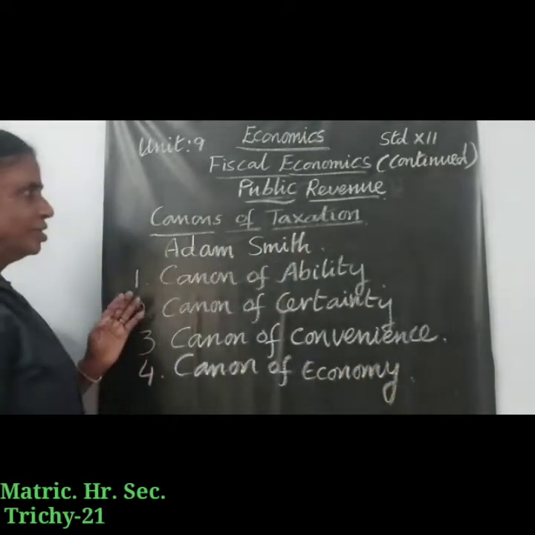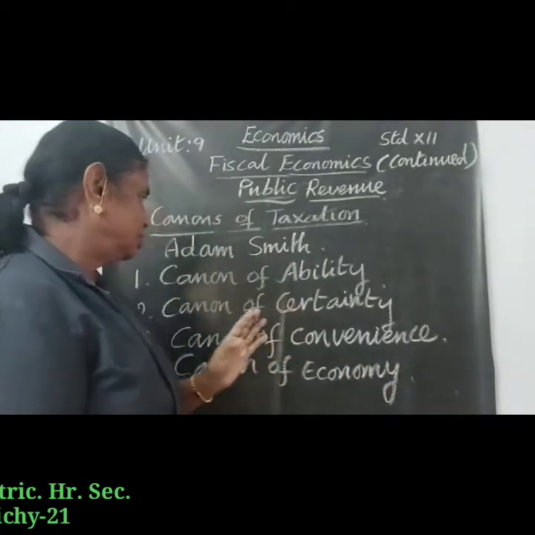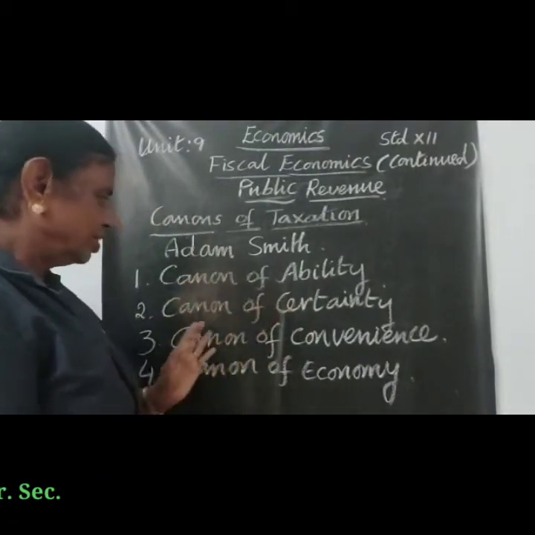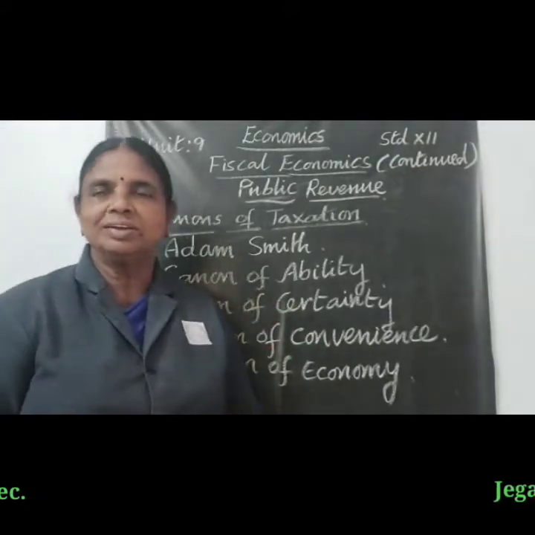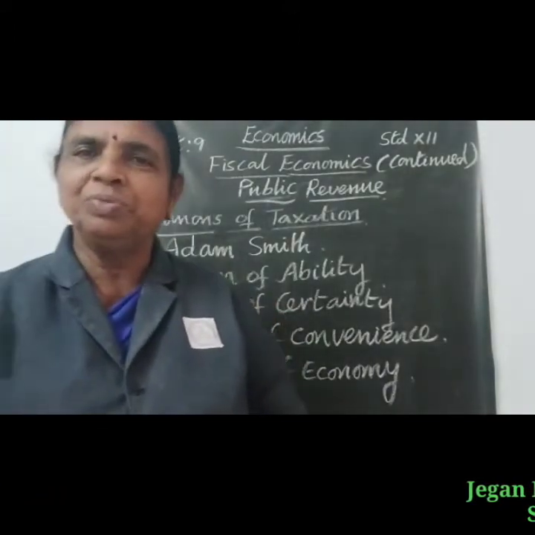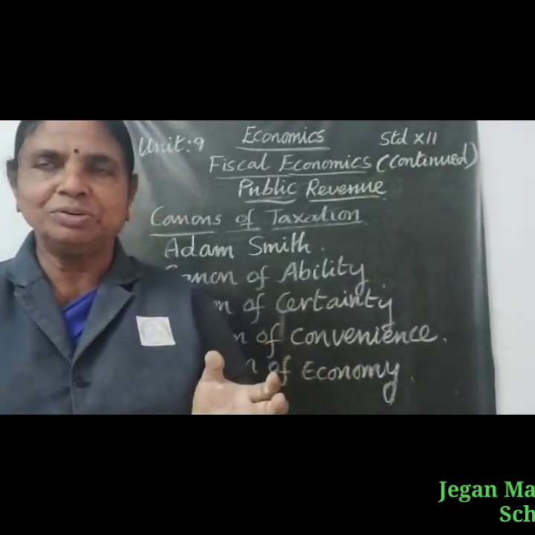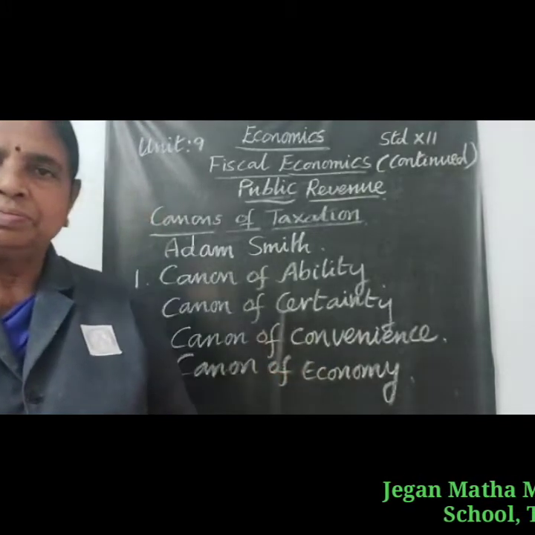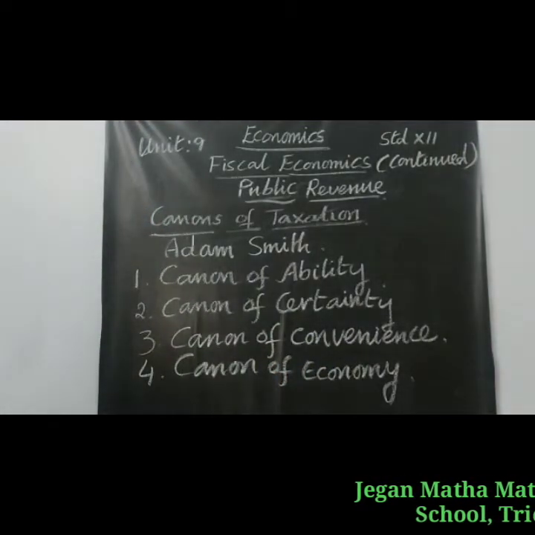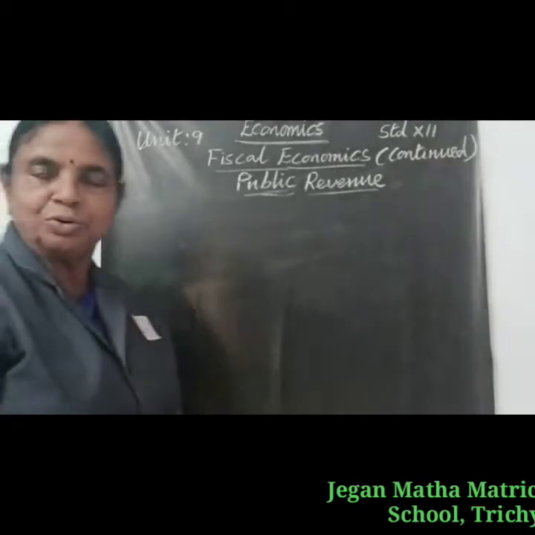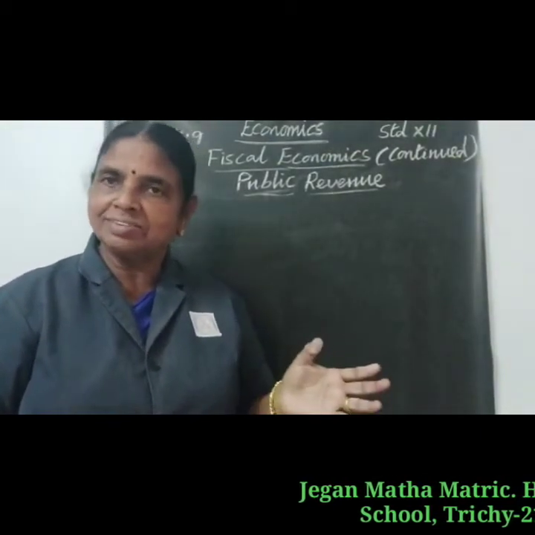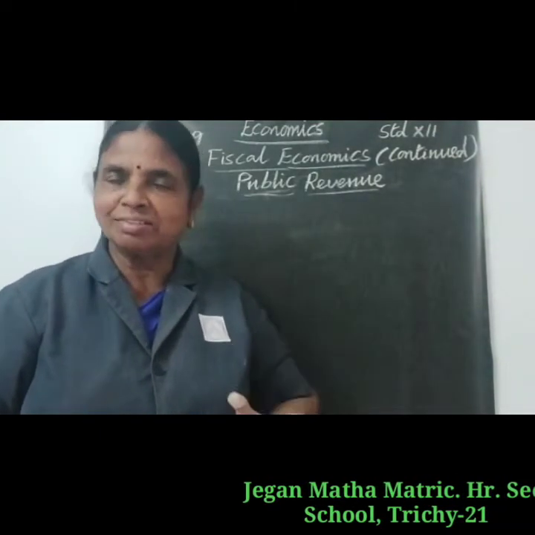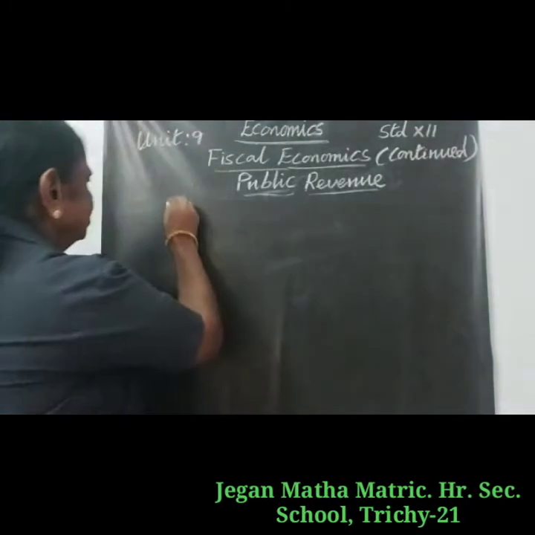So, there are 4 important canons of taxation according to Adam Smith. First, canon of ability, second, canon of certainty, third, canon of convenience, and fourth, canon of economy. These are very important in collection of taxes. There are 2 kinds of taxes, direct taxes and indirect taxes. Direct taxes are paid by the taxpayer directly to the government.